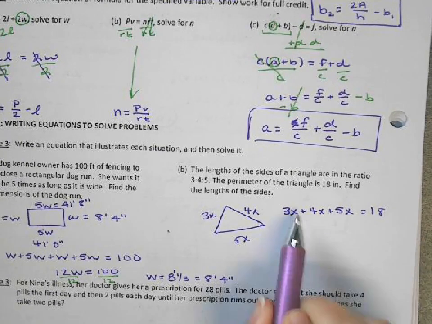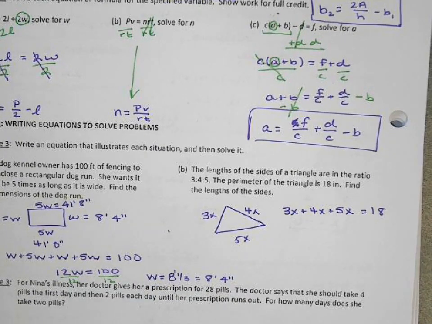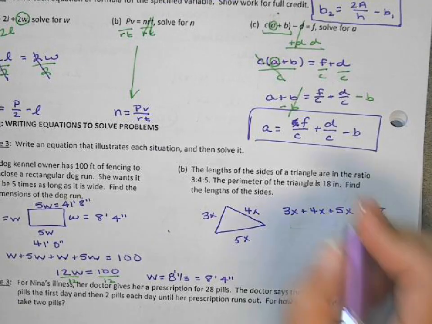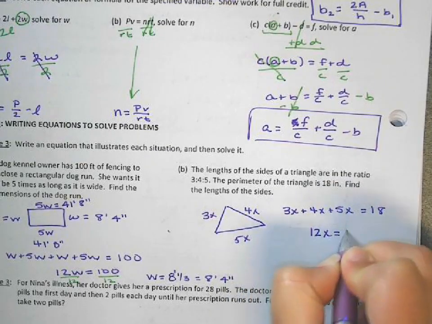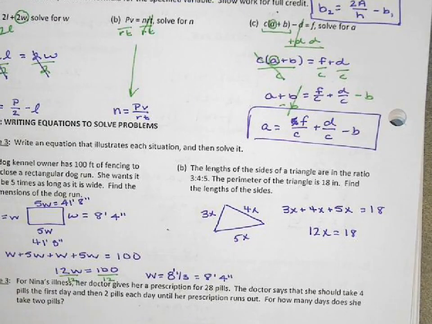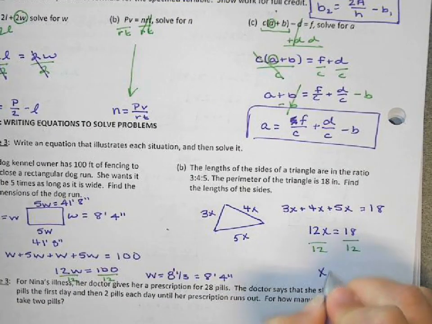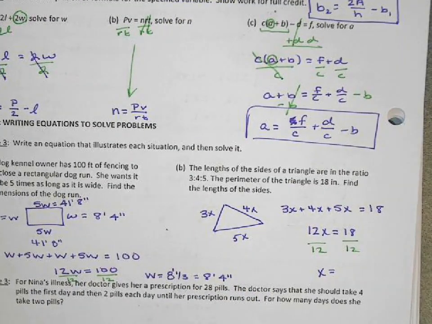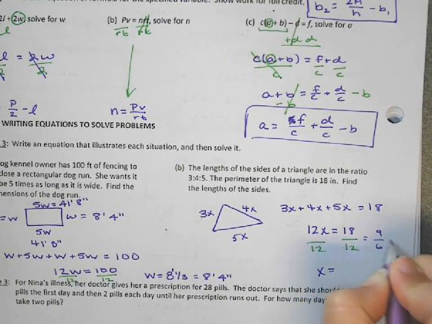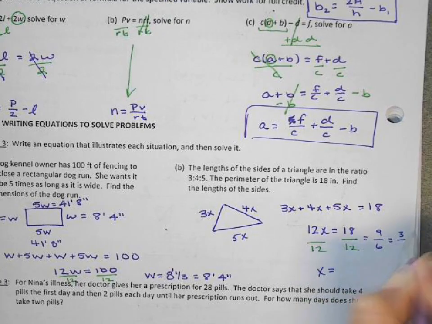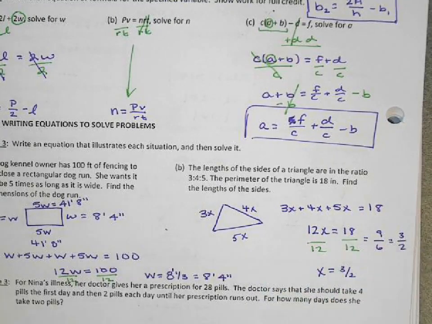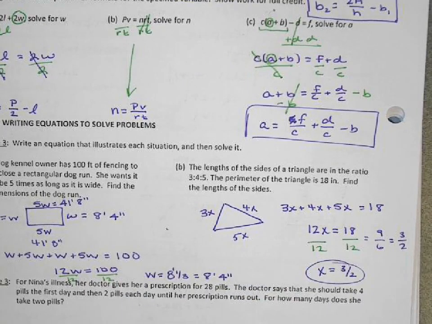Okay, we'll simplify the left side. What is 3x plus 4x plus 5x? 12x equals 18. Okay, divide both sides by 12 to get x alone. X is going to be, reduce that fraction, so that's the same as 9 over 6. Divide both of those by 3, 3 over 2. So x is going to be 3/2.